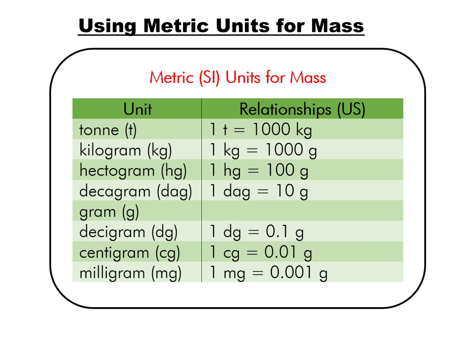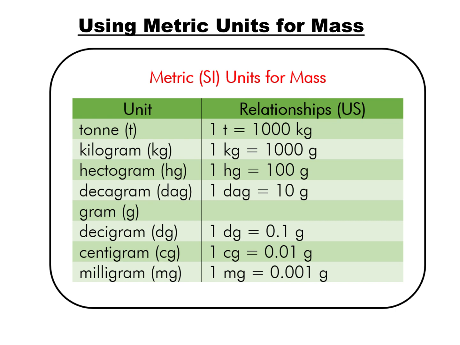A decigram is 1/10 of a gram. A centigram is 100th of a gram. A milligram, which we do talk about a fair bit, is 1,000th of a gram. If you've ever taken like a Tylenol or anything like that, they often tell you how much medicine is in each caplet. And they'll say something like 200 milligrams, 250 milligrams, 500 milligrams. That's where milligrams come into play. It takes 1,000 milligrams to make a gram.